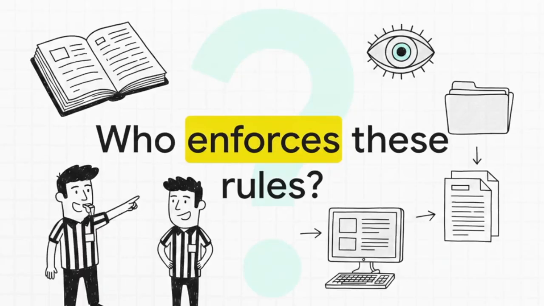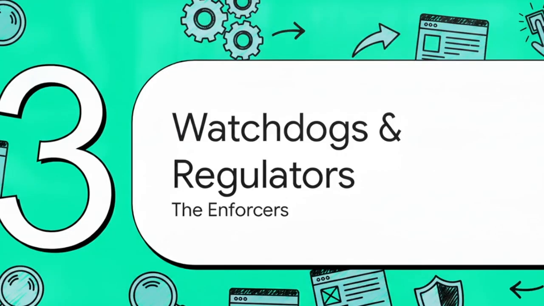Okay, so we've got a clear view of the rules. But let's be real, laws are just words on paper without enforcement. With the rulebook established, we naturally have to ask, who acts as the referee here? Who's watching the market? And where do practitioners actually go to file all this paperwork? That brings us to bucket number 3, the watchdogs and regulators. These are the actual government bodies and institutions that enforce the statutes.